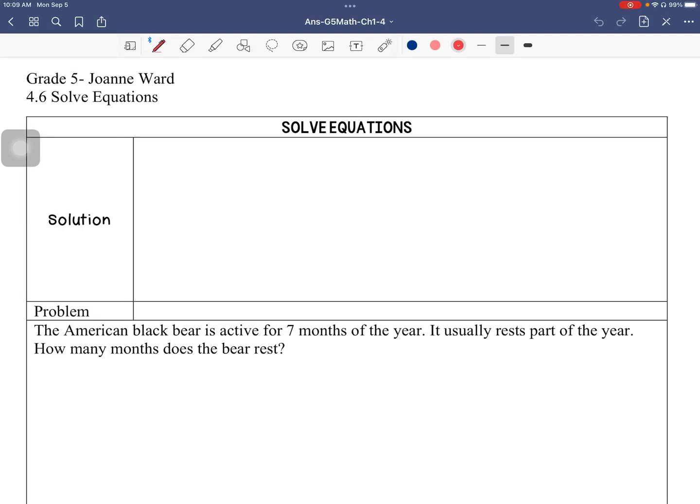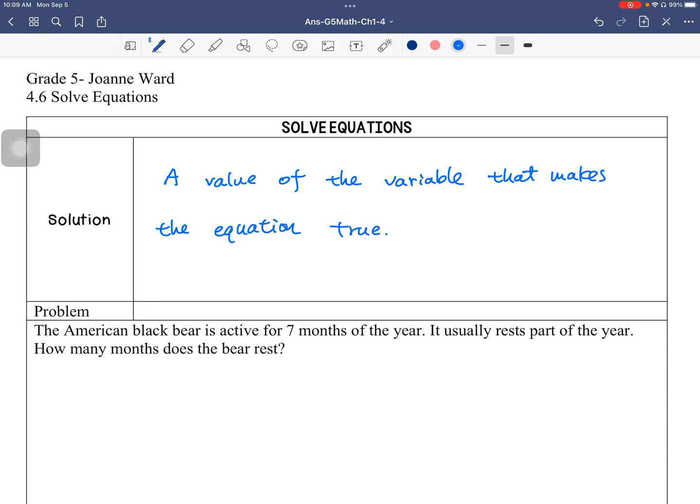So 4.6, I want to talk about solving equations. To solve an equation, the first concept that we need to know is what is a solution. So what is the solution? The solution is a value of the variable that makes the equation true. So a solution is the value of a variable that will make the equation true.